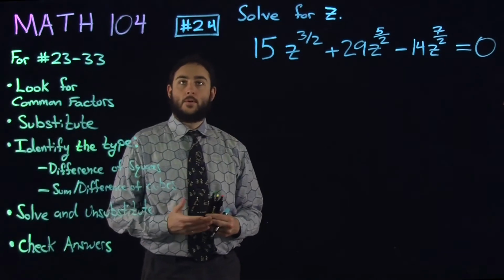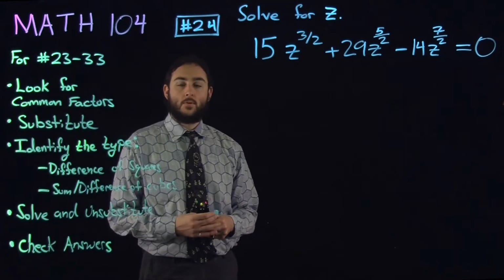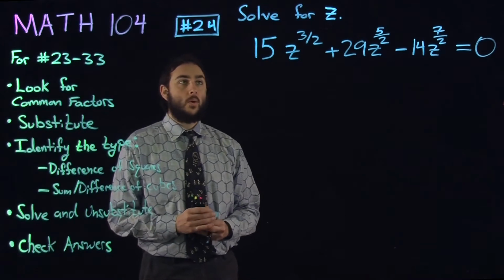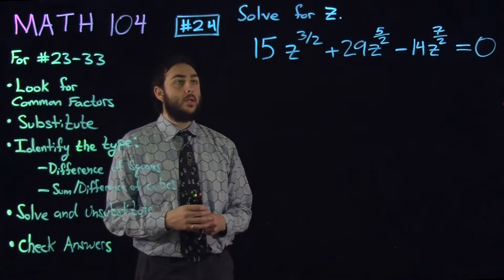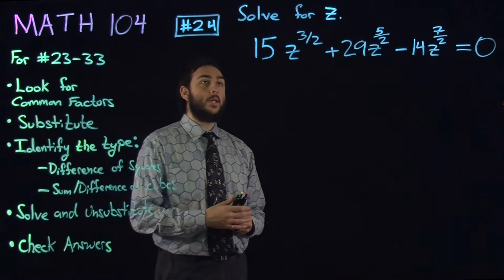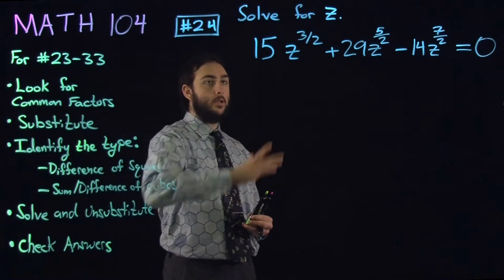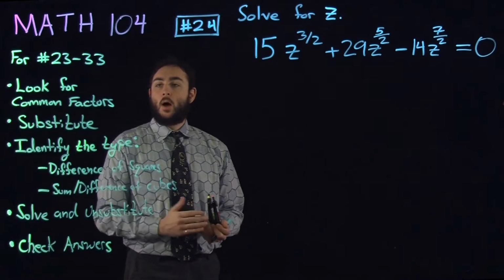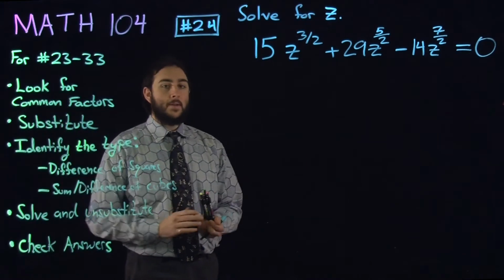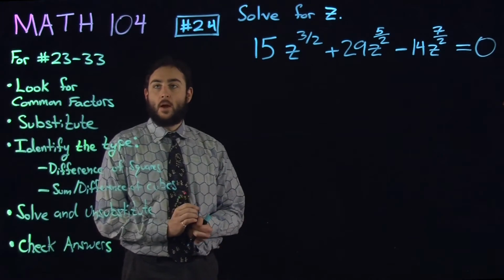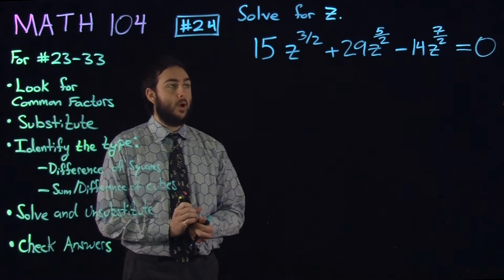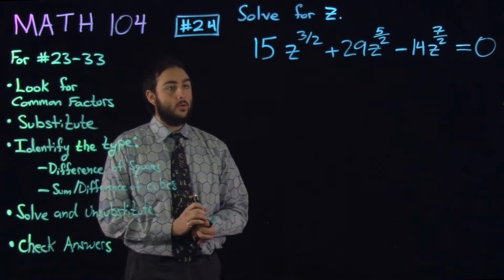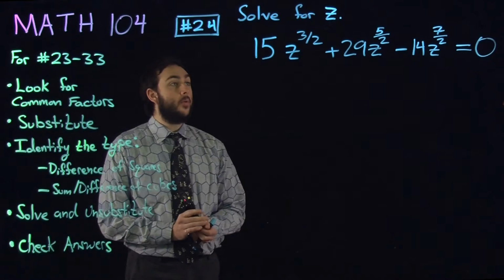Hello, we are continuing solving the gateway problems for Math 104. This is question 24, and the question is asking us to solve for z in this equation. So we're going to utilize this list of steps here that we saw was very helpful in the last problem, and we're going to do that as well again here.